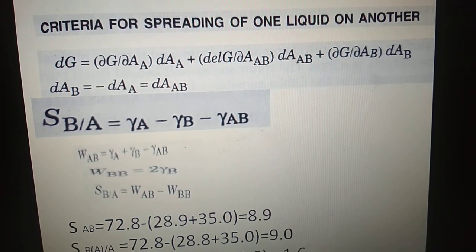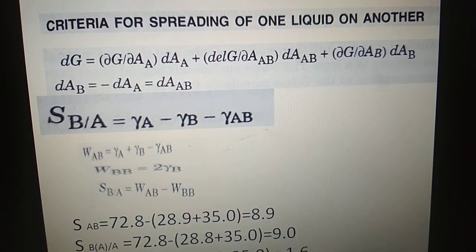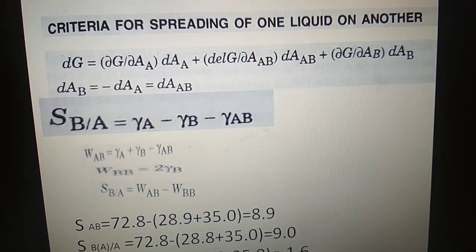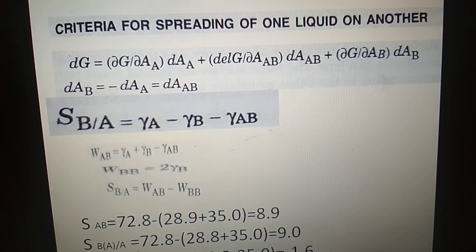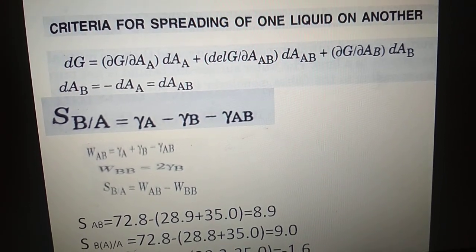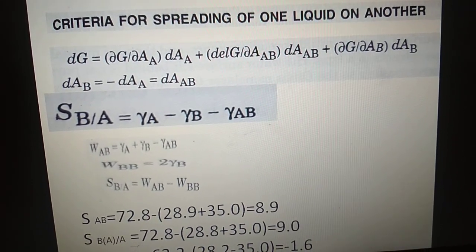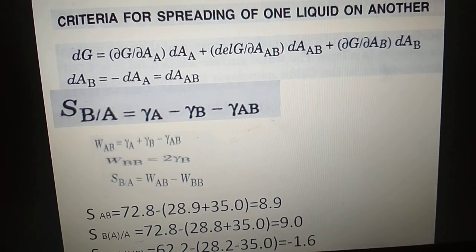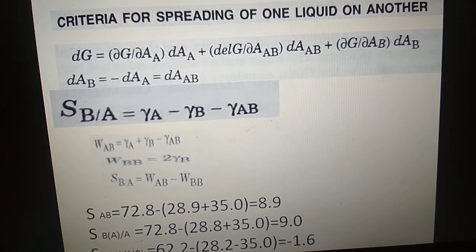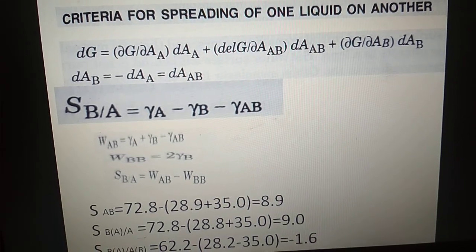But dAB is equal to minus dAA, which is equal to dA. The coefficient minus delta G upon delta AB at constant area gives the free energy change for the spreading of a film of a liquid B over A and is called the spreading coefficient of B on A, which is given by S B/A is equal to gamma A minus gamma B minus gamma AB.